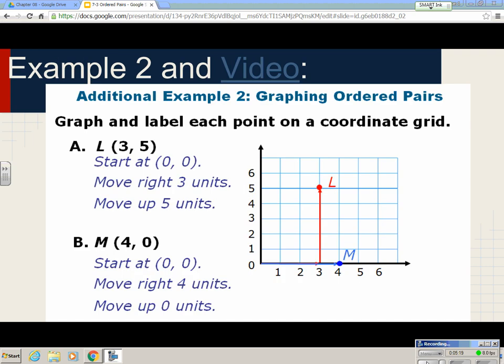All right, let's look the other way. Let's say I gave you an ordered pair, and you had to find it on the coordinate grid. So for A, we're going to have to look to where we're going to put the dot, and L. We'll call it dot L.